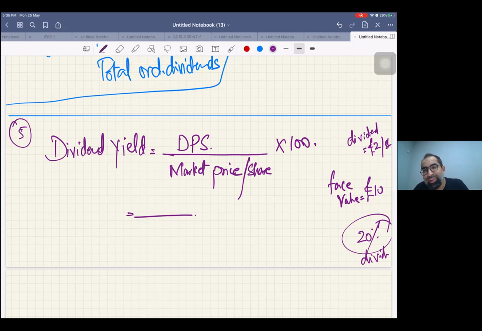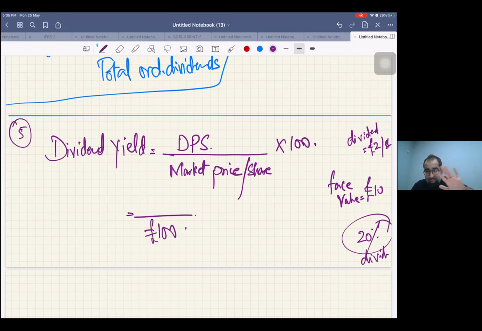But just think about one reality. Normally shareholders do not buy shares at face value. They buy shares from the stock market, and when you buy shares from the stock market, you have to pay the market price. Let us say the market price of this share is 100 pounds. Yes, this is possible: face value is 10 pounds and the current market price is 100 pounds.